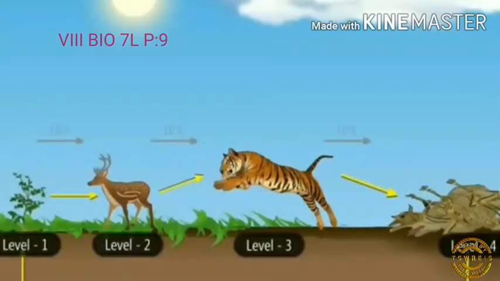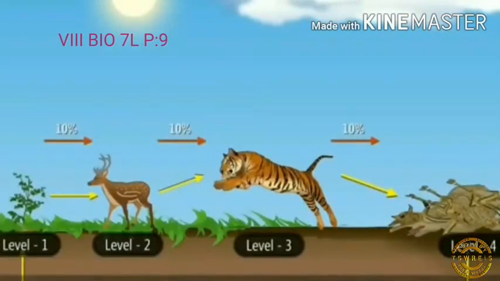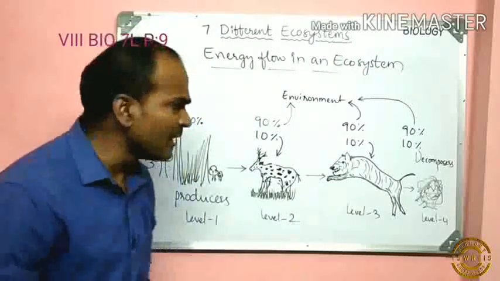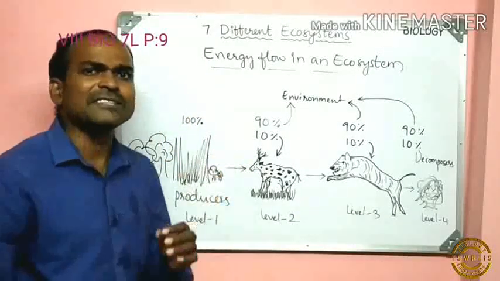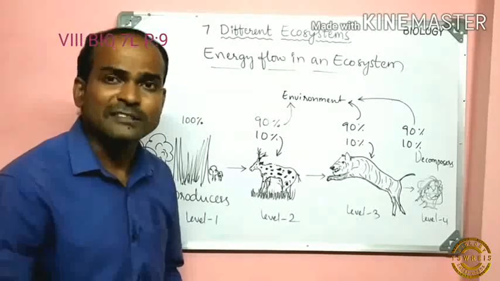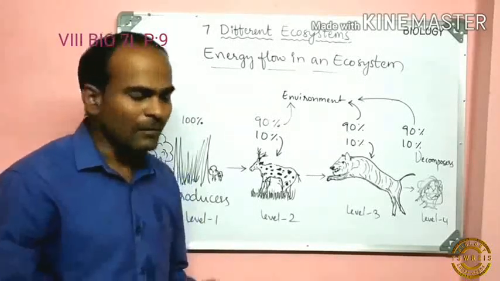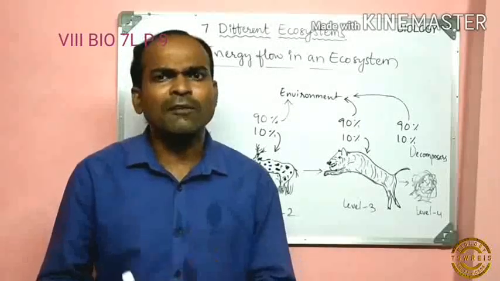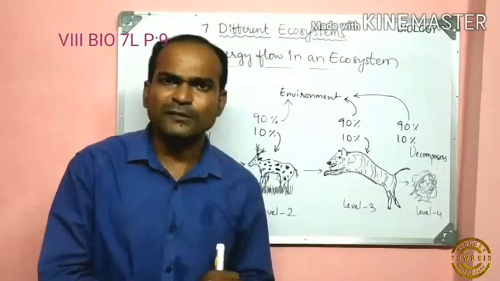In this way, at each level, only 10% of the energy is transferred from one level to another level. While the energy is transferring through the food chain, 90% of the energy is dissipated in the form of heat during the process of respiration and other activities. Here, only 10% of the energy is transferred from one level to another level in the ecosystem.